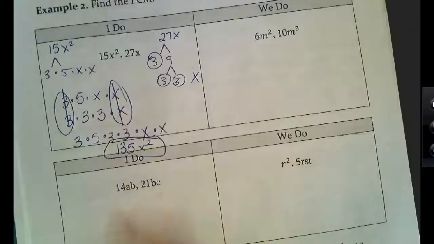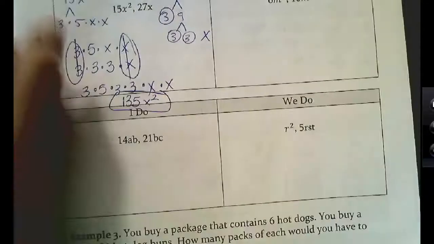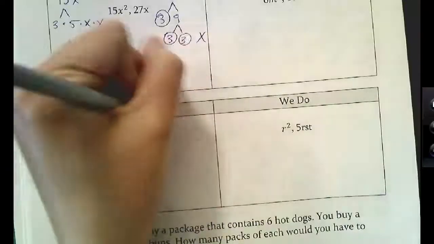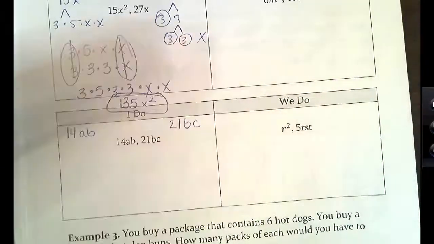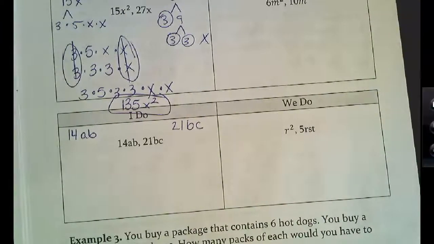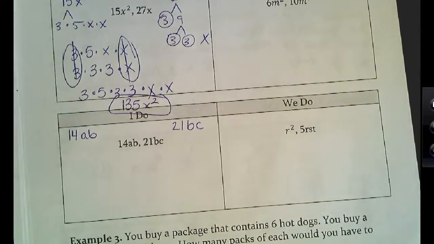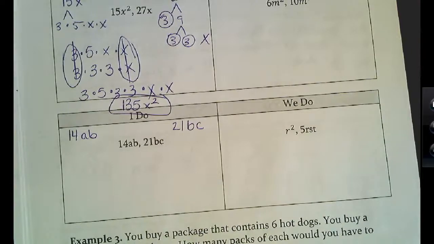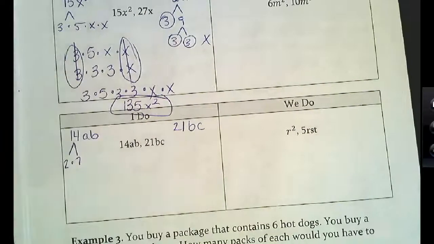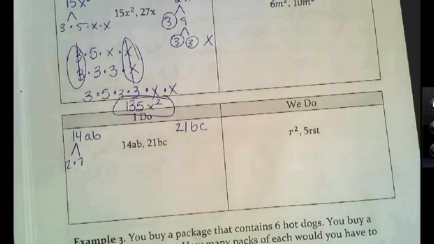Let's jump down to this one right here now. So everybody can write this one down. We have 14 times a times b and 21 times b times c. So we're going to break this one down. What can the 14 break into? 2 and 7. So I'm getting 2 times 7. You guys need to write this down.